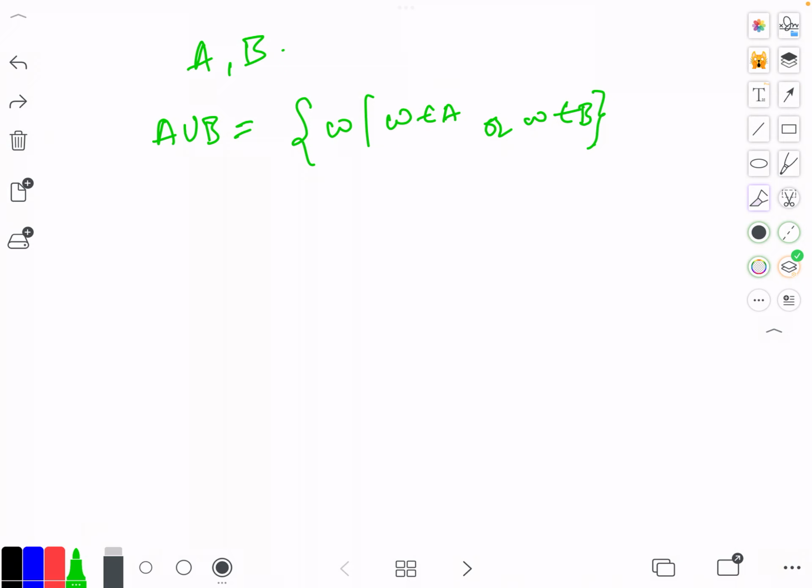Let's say A and B are two languages. Now when you say A union B, that means the words in A or the words in B belong to it. A union B is nothing but the union of two different things.